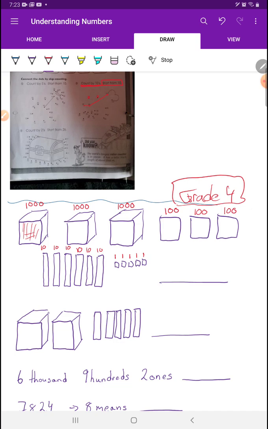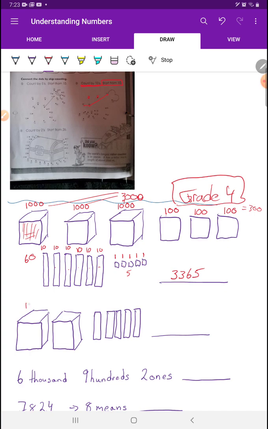Okay? So now we know we have 3 thousands, which is 3,000. This and this and this gives us 3,000. We know we have 3 hundreds, which equals 300. We know we have 1, 2, 3, 4, 5, 6 tens, so we have 60 right here, and we know we have 1, 2, 3, 4, 5 ones, so we have 5. So we have 3 thousands, 3 hundreds, 6 tens, and 5 ones. So we have the number 3,365. That's simple enough, okay?